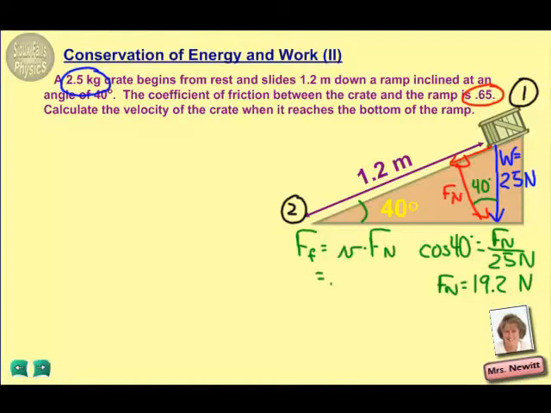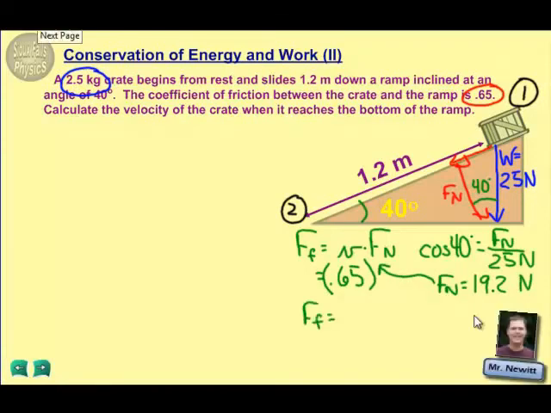Now we can go back over here. Our coefficient again was 0.65. We can multiply that times our normal force of 19.2. We can then multiply those out and find that our force of friction is 12.5 newtons. And again, that force will be important because it will be doing work on the crate as the crate slides from the top to the bottom.